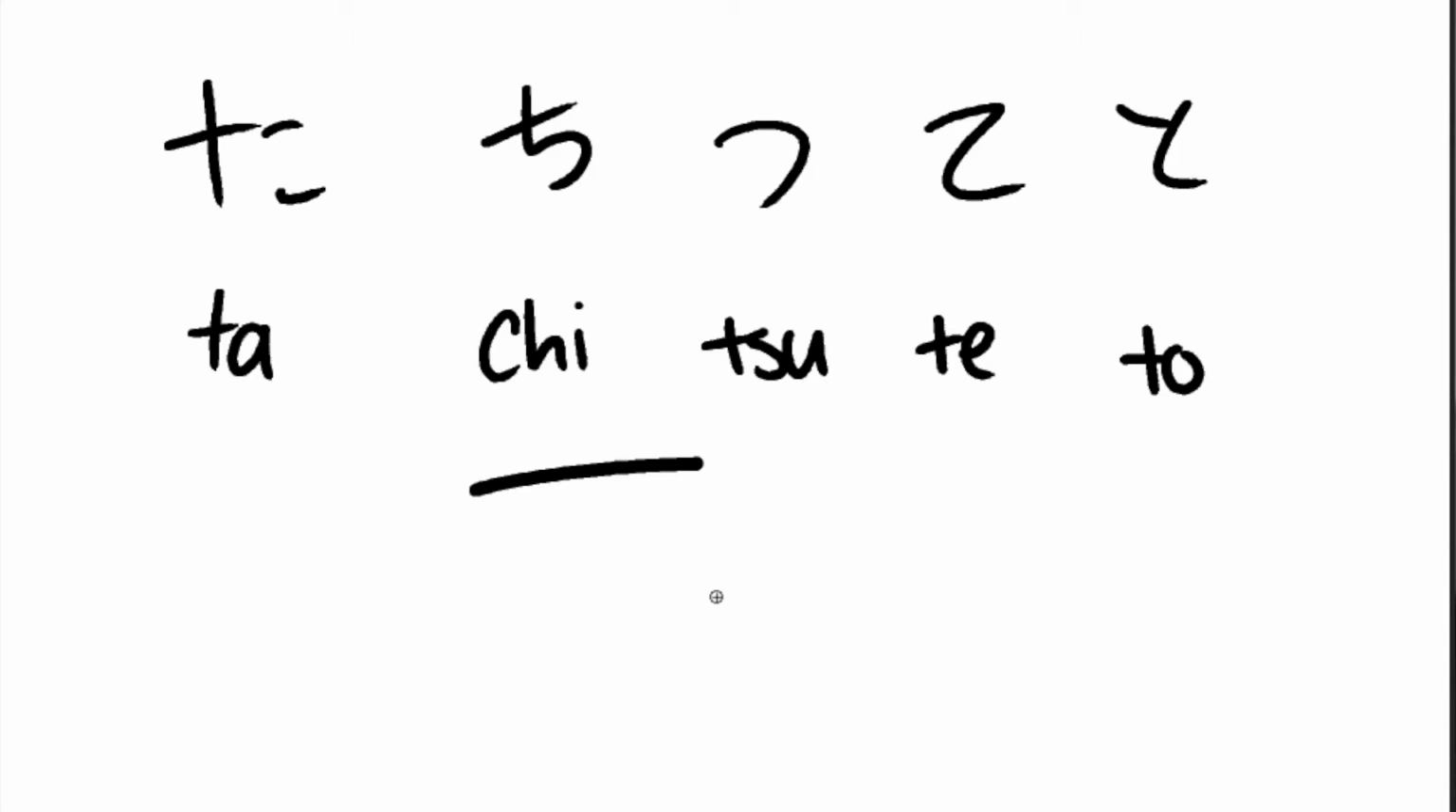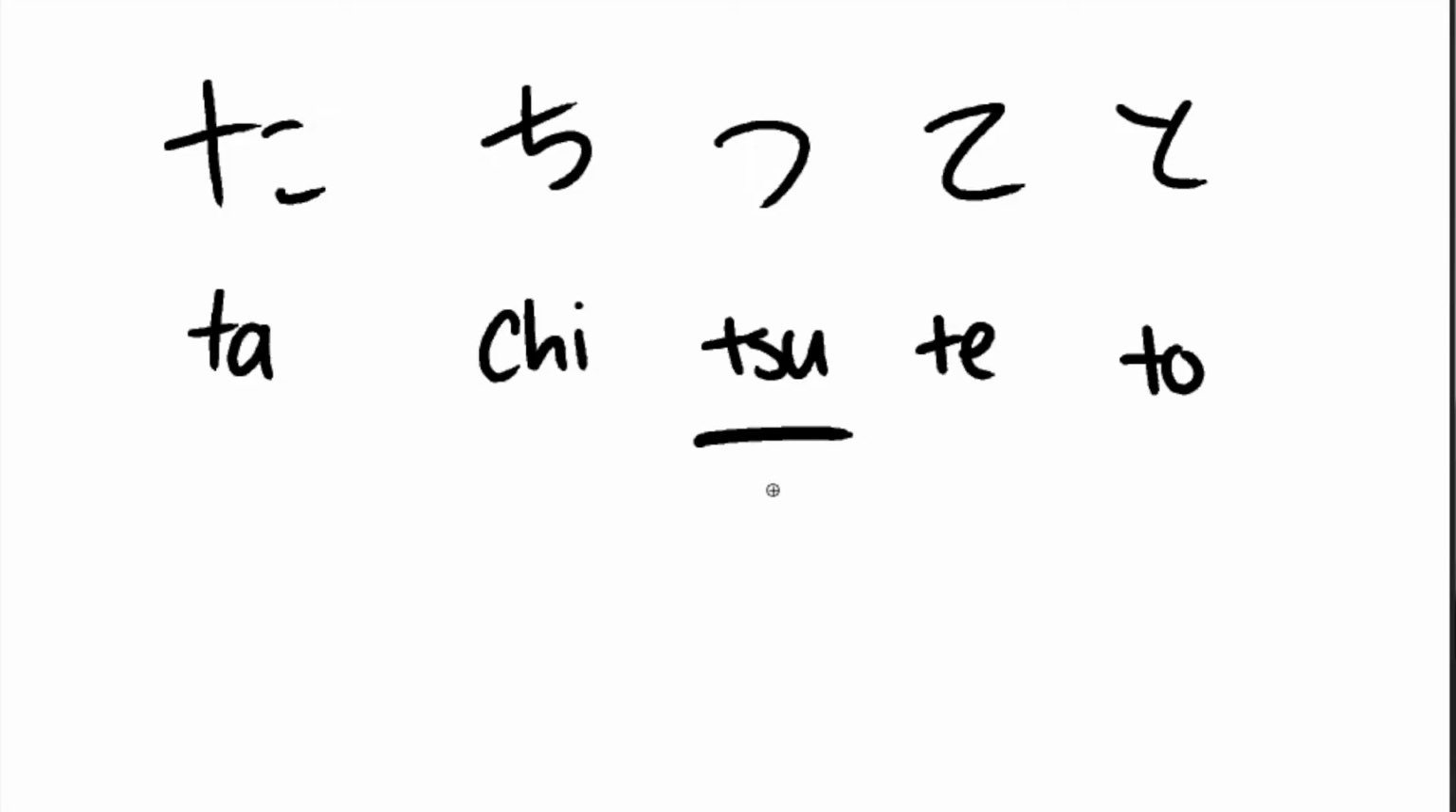Ta, chi, tsu, te, to. Now this tsu sound right here is also different. We have chi then tsu. So logically, based on the other hiragana that we've learned, it would seem like it should be ta, ti, tu, te, to. But it's actually ta, chi, tsu, te, to. So this tsu sound right here is very specifically tsu, not tu. So it's tsu like in tsunami. So if you've heard the word tsunami before, it's that exact same sound, tsu, T-S-U.